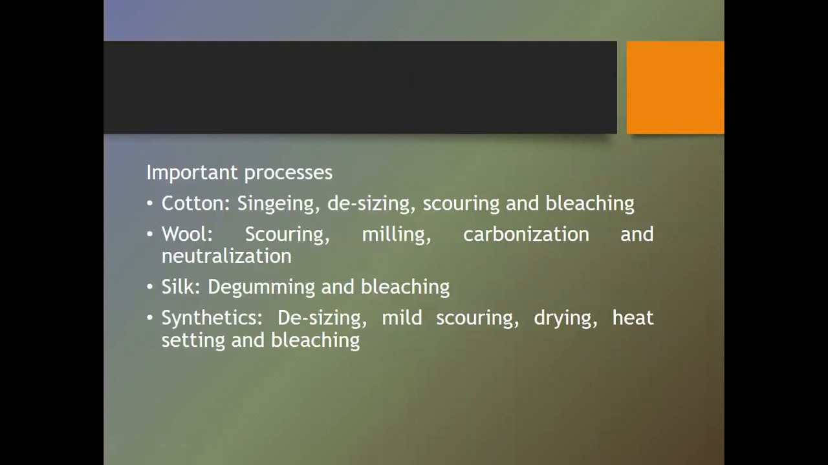The preparatory processes precede the dyeing processes of yarn and fabric. So we can come to a conclusion that for cotton fabric, the main preparatory processes are singeing, desizing, scouring, and bleaching. For woolen fabrics, it is scouring, milling, carbonization, and neutralization. For silk fabrics, the main preparatory processes are degumming and bleaching. And for synthetic, desizing, mild scouring, drying, heat setting, and bleaching are required.